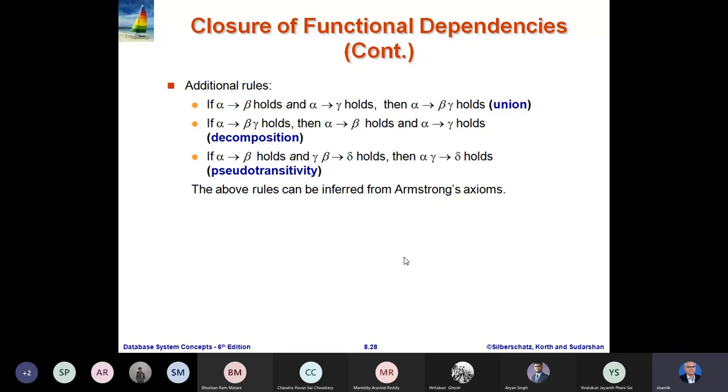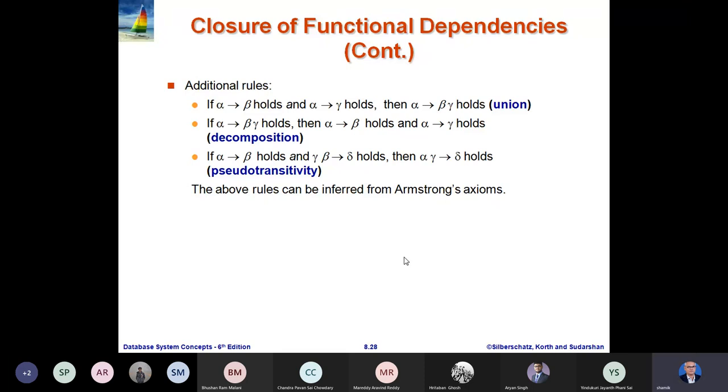Similarly, the reverse of it, that if alpha to beta gamma holds, then of course alpha to beta and alpha to gamma holds. Okay, which is simple, means that if I fix the value of alpha, the value of beta gets fixed, and also gamma gets fixed. So we can write that as alpha to beta gamma, which means that if alpha is fixed, both beta and gamma are fixed. So that means that for alpha, beta is fixed and gamma is fixed.